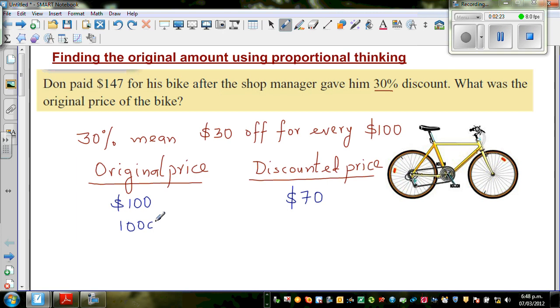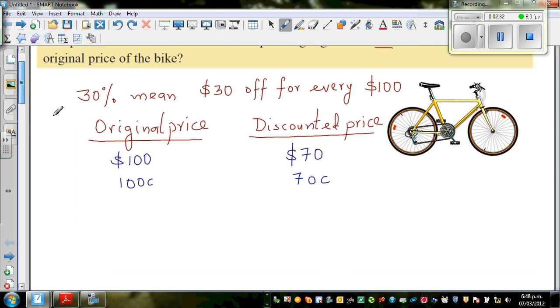Using the same logic, for 100 cents, you have to pay 70 cents. Continuing the argument, if it was, say, $1, 100 cents is nothing but $1. They are the same. You can say you are paying 70 cents or $0.70. So this is what you have to understand.